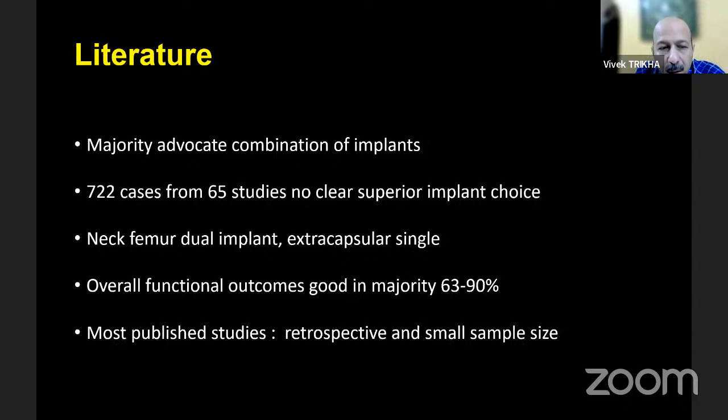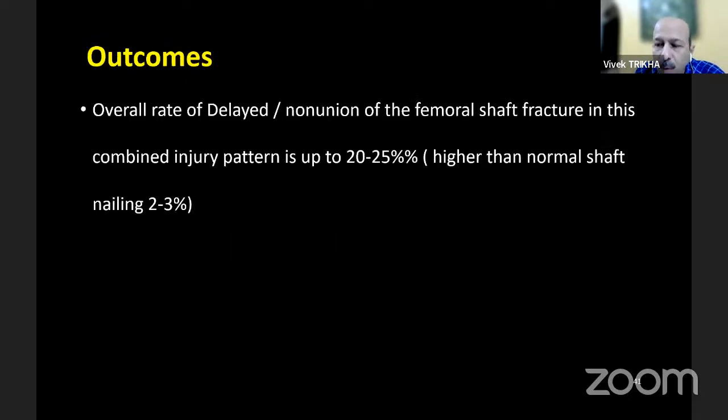Functional outcomes are good. And remember that the series are very small, retrospective, like most of the world literature which is there. One thing to note in outcomes of neck femur fractures is that there is more delayed or non-union of the shaft fracture, up to 20-25%. Dr. Sangeet was also saying, normally shaft femur diaphyseal fractures have a non-union rate of roughly 2-3%. Majority of them, 98%, roughly unite.